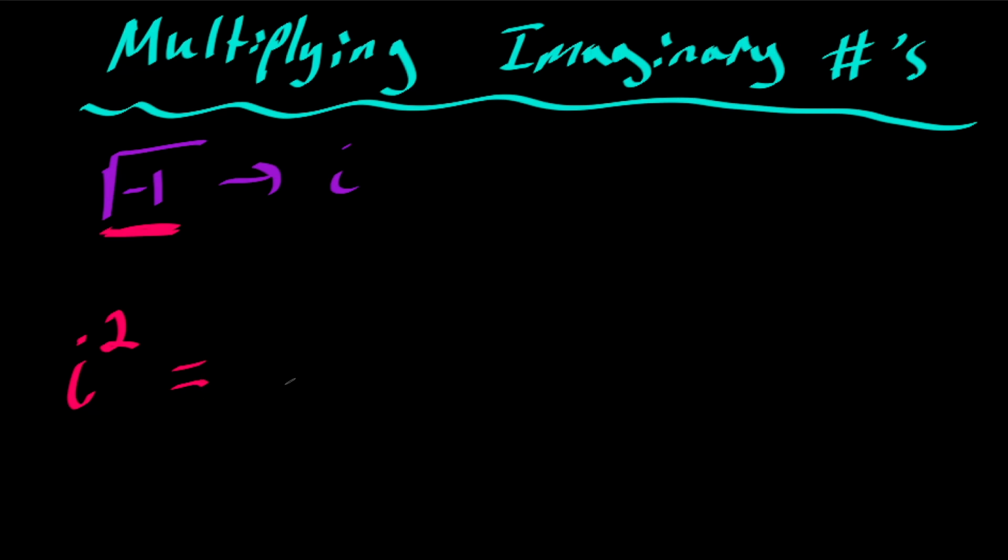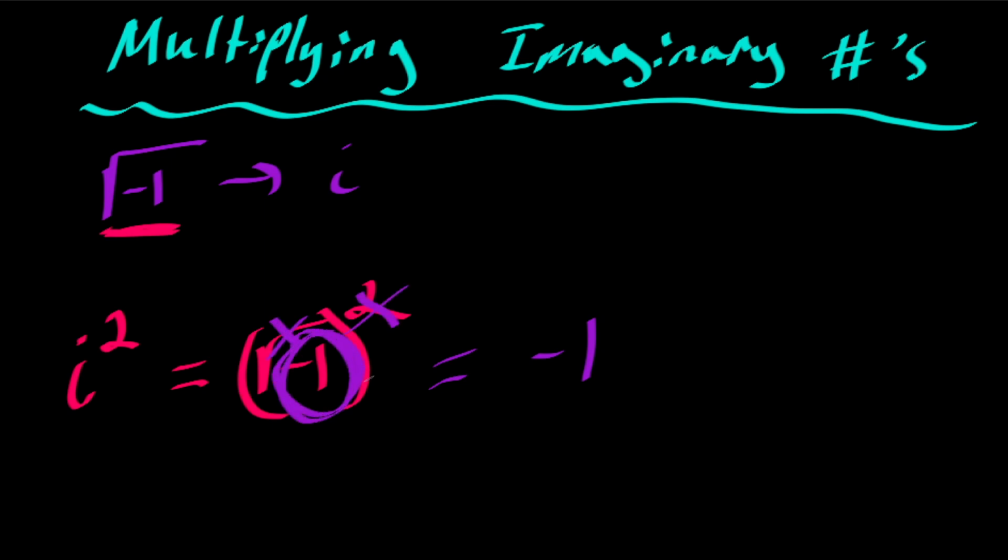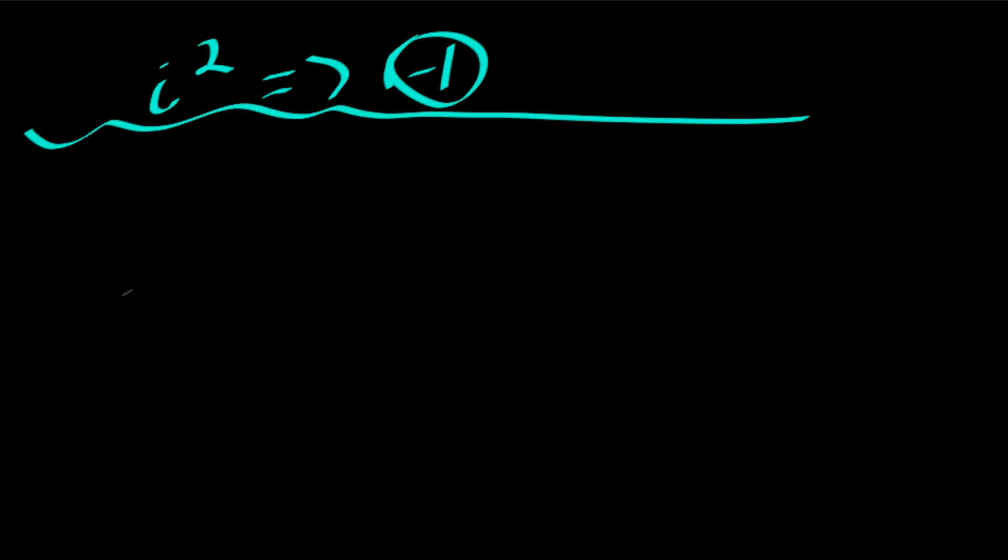So what we can do here is say, okay, i can be replaced with the square root of -1. And if I take the square root of -1 squared, it actually just gives me -1, because anytime you square a square root, they basically cancel each other out, and you just get left with what's on the inside. So moving forward, if we ever see i squared, we can replace that with -1. So now we're going to use that to try to do a problem like this.